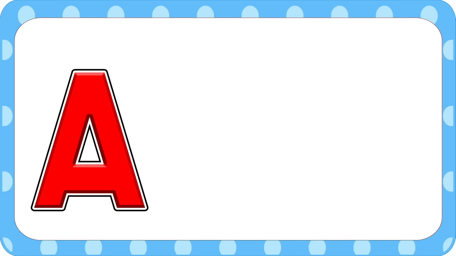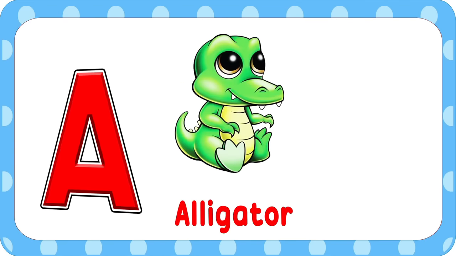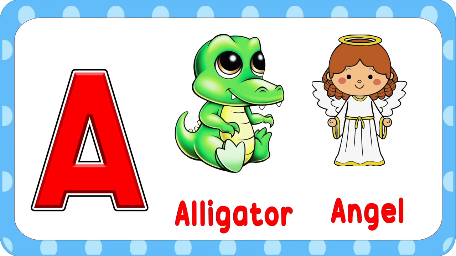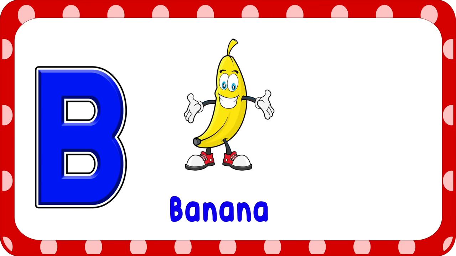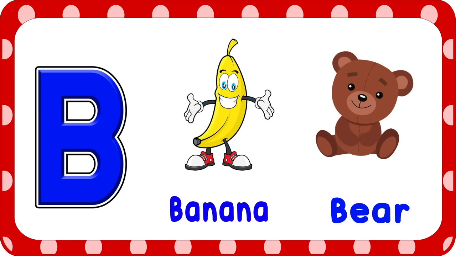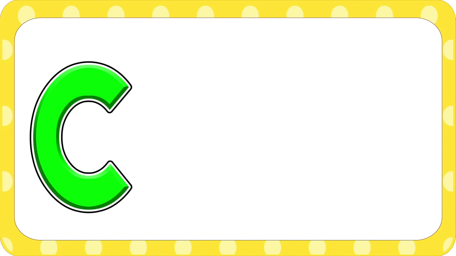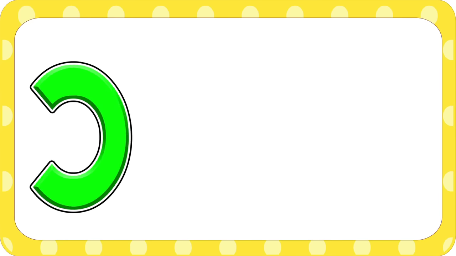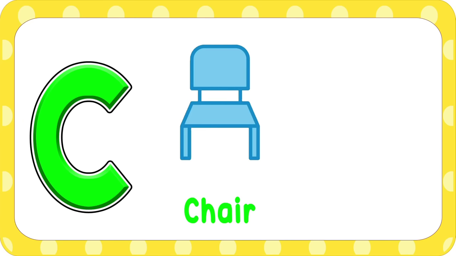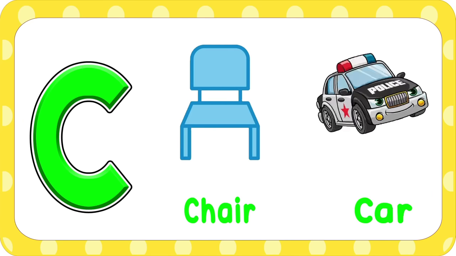A. A for alligator. A for angel. B. B for banana. B for beer. C. C for chair. C for car.